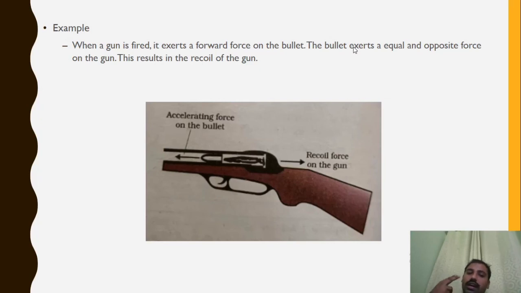The bullet exerts a force, then the gun will receive an equal and opposite reaction. The direction of motion of the bullet is action, and the direction of motion of the gun is reaction. Okay, clear? These are the three laws of motion. What is the first law?